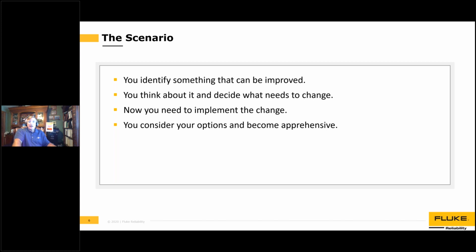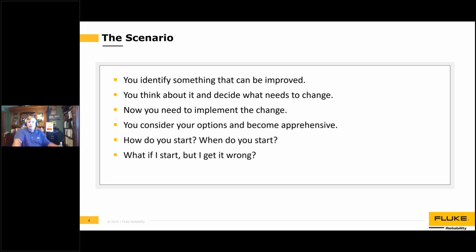So now you consider your options and you become a bit apprehensive. Are we going to be able to do this? And then you start thinking about, well, how do we start this? And when do we start it? And then what if we started and I get it wrong? And if I get it wrong, can I recover?